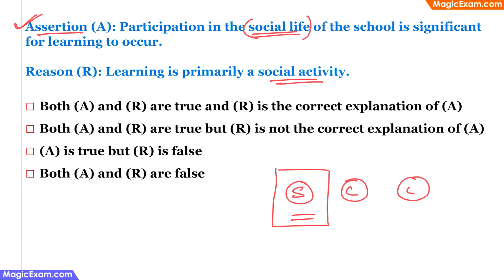The reason R is also correct. And the reason R is actually supporting assertion A, which says that participation in social life is important because learning is primarily a social activity. Therefore, both A and R are true, and R is the correct explanation of A.